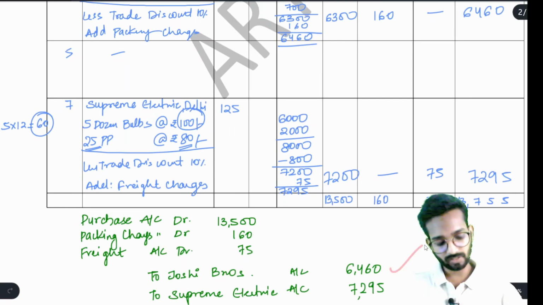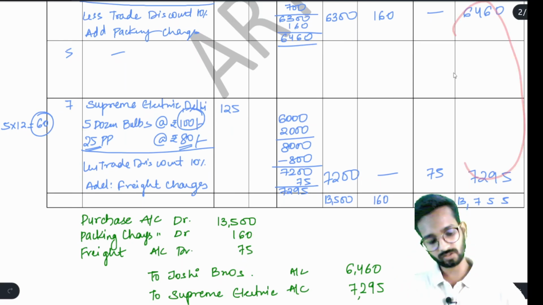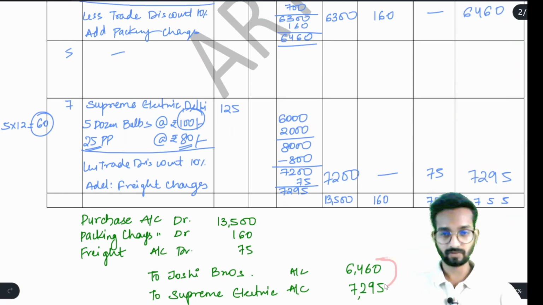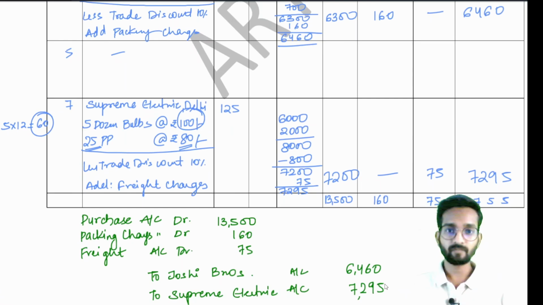Now after that we have to pay the total amount whatever we have written in this column. Separately we have to write, that's why 6,400 and 7,295. Your journal entry will tell you. That's how you record the transaction in purchase book. The important part is you have to write the journal entry after making the purchase book.